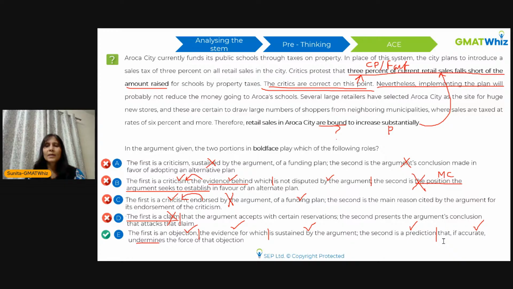So Siddharth is asking about 'sustained by the argument.' Siddharth, the first choice says the criticism is sustained by the argument. Now, when we say the argument, we are referring to the main conclusion, the author's main idea. So, is the main idea supporting the first criticism? No, and therefore it is incorrect. The criticism itself is not sustained by the argument. All right. The fact offered as part of the criticism is sustained.